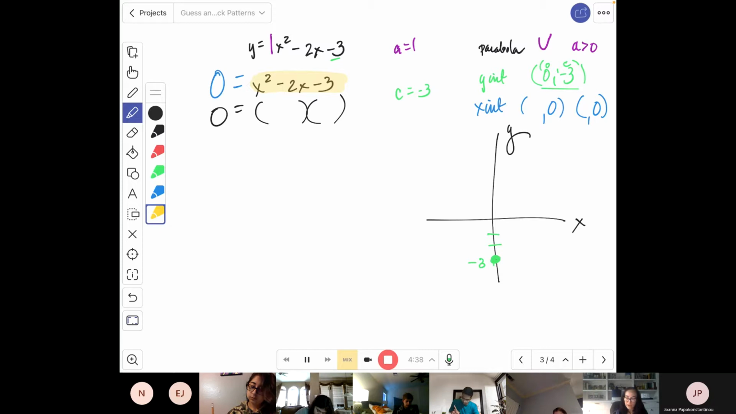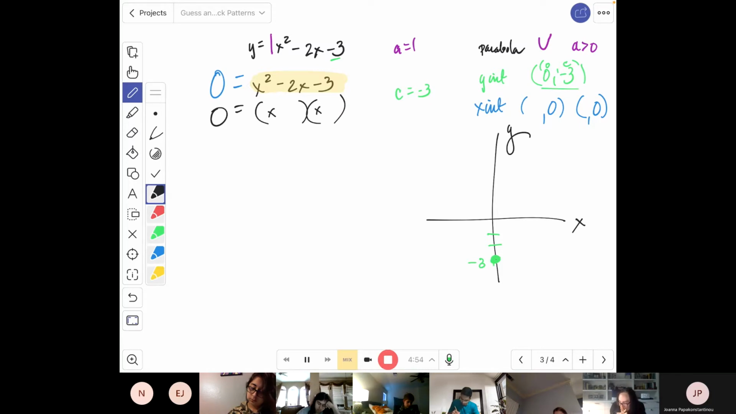You're factoring the right-hand side. You're trying to find two little binomials, so that if you were to FOIL, you would get the quadratic trinomial on the right-hand side.